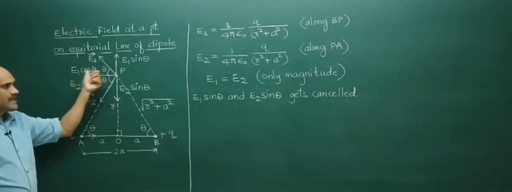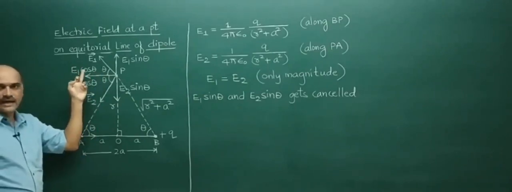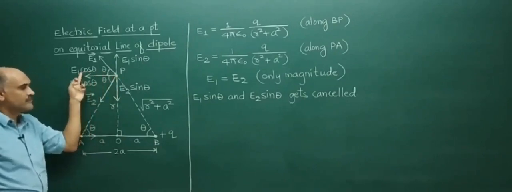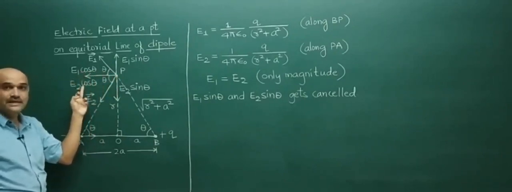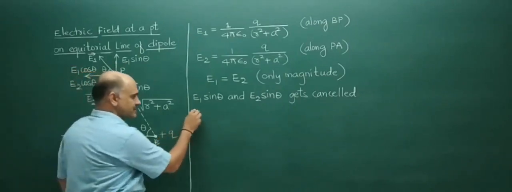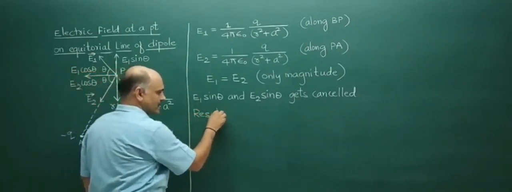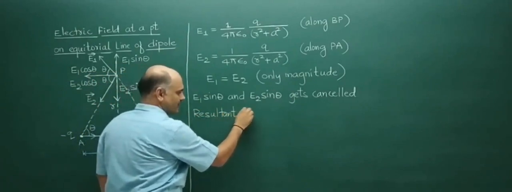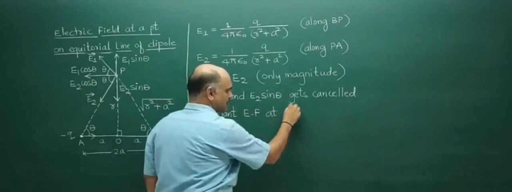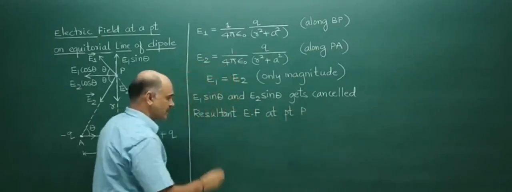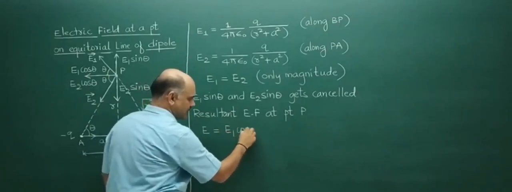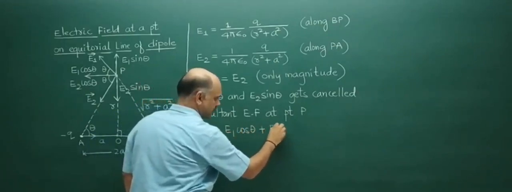So they are in the same direction, which means they get added. So the resultant field at point P will be E1 cos theta plus E2 cos theta. These two get cancelled. So the resultant electric field at point P, E, is equal to E1 cos theta plus E2 cos theta.